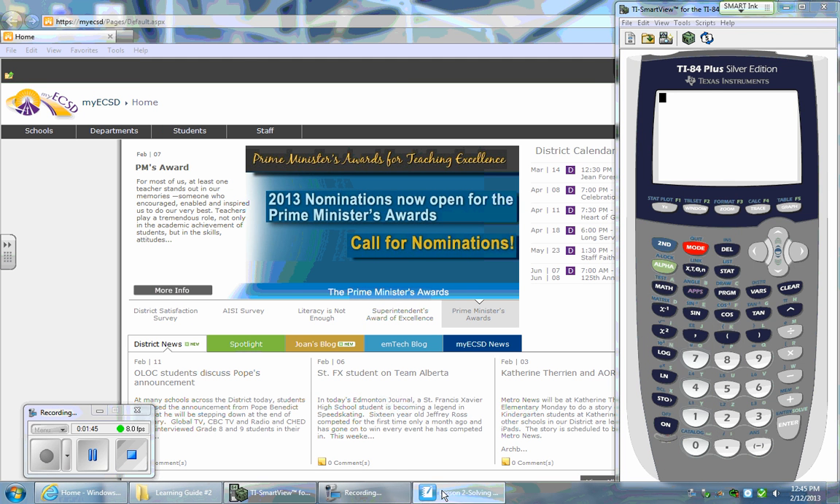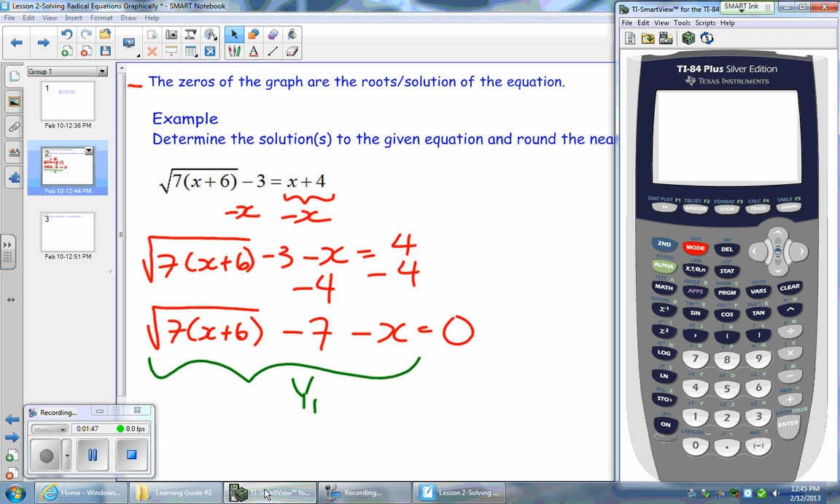You're going to go to your y equals screen, and you're going to plug in the left-hand side of your equation. So second function, there you go. So we have the square root of 7 brackets x plus 6, and minus 7 comes outside, so make sure it stays outside the radical. Minus 7 minus x, and we're going to try zoom 6 standard for now. We should get a graph that looks like that. So it's actually quite squished. We have 2 points of intersection that are located right there and right there.